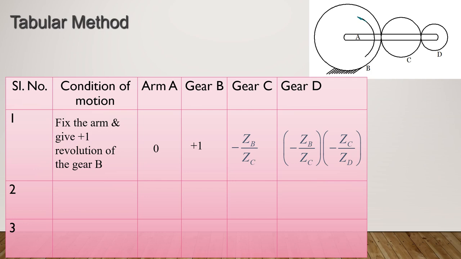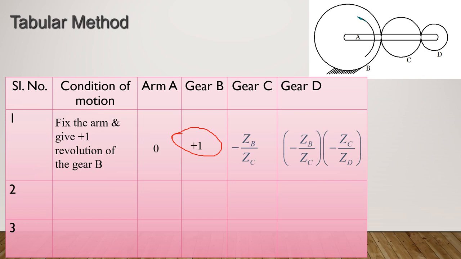Next, for gear D, which is the driver for gear D? C is a driver for D. But what is the driver for C? B. So you have to start from the first, where you gave the plus 1 rotation. The gear to which you give this rotation, from there you have to start. Clear? B is a driver for C, C to D.